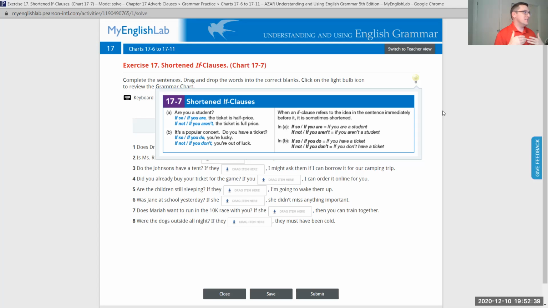Example B, it's a popular concert. Do you have a ticket? Again, instead of saying, if you have a ticket, if you don't have a ticket, we can shorten that. If you do, you're lucky. If you don't, you're out of luck. If so, you're lucky. If not, you're out of luck. Okay?